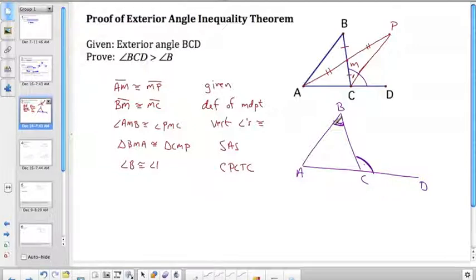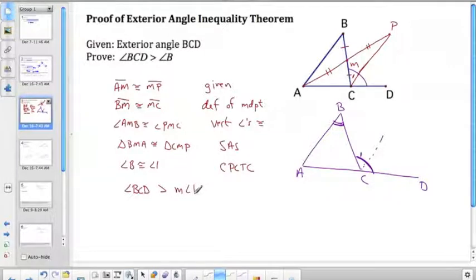Well, the idea here is that angle 1 from the picture above, so if we kind of draw this in, here's angle 1. Since angle 1 is a piece of angle BCD, and angle 1 and angle B are congruent, angle BCD has to be greater than angle B. So essentially what we're saying is that angle BCD is greater than the measure of angle 1.